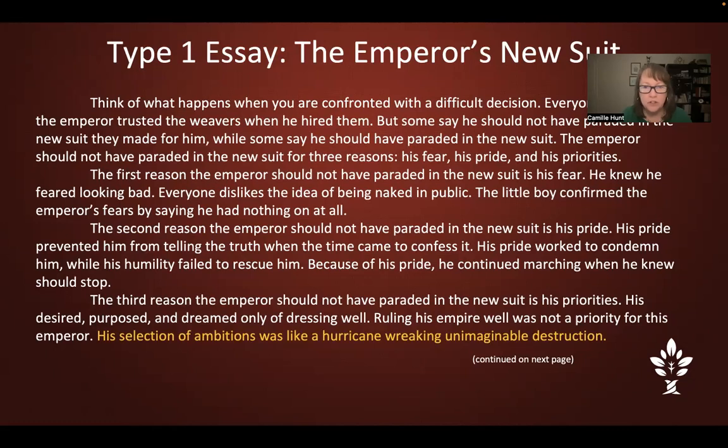The third reason the emperor should not have paraded in his new suit is his priorities. He desired, purposed, and dreamed only of dressing well. Ruling his empire well was not a priority for this emperor. His selection of ambitions was like a hurricane, wreaking unimaginable destruction.